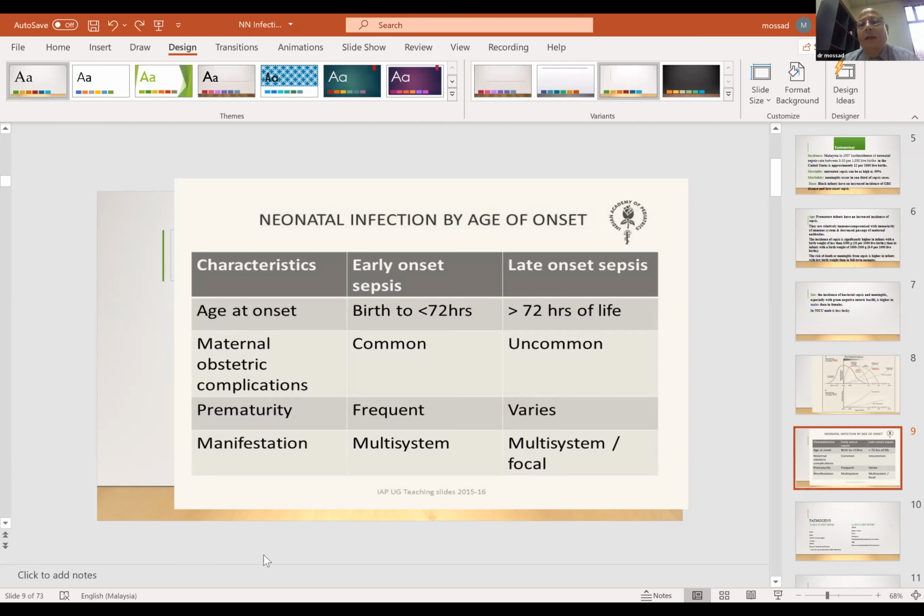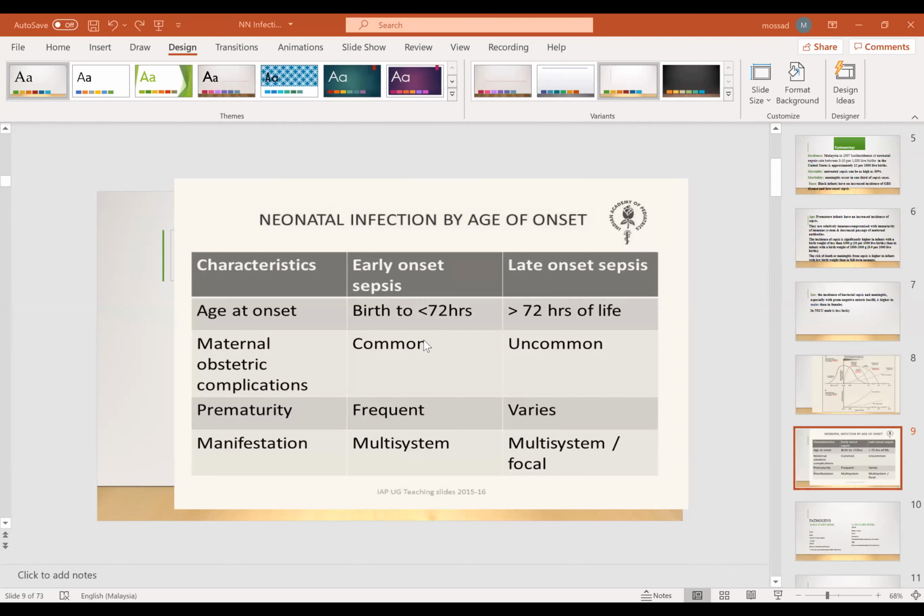Remember that for neonatal infection by age, the early onset means it will appear before 72 hours, and late onset after that. As I told you, sometimes it can be expected up to 90 days. Maternal obstetric complications are most common in early onset, and prematurity is also very common. The manifestation is a multi-system disease. It means the microbe will go to the blood, so it can circulate, cause pneumonia, cause systemic symptoms, and go to the brain, okay?